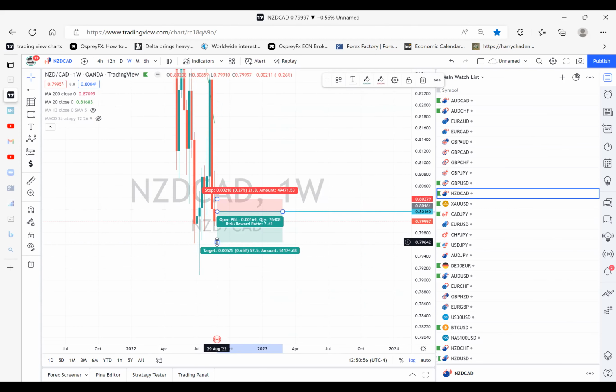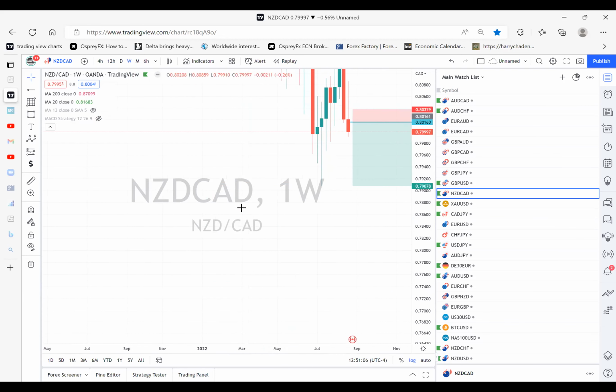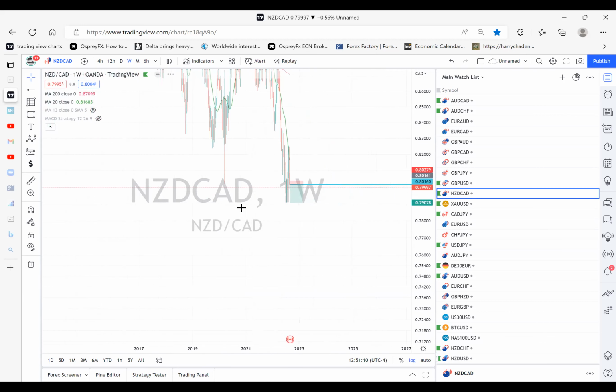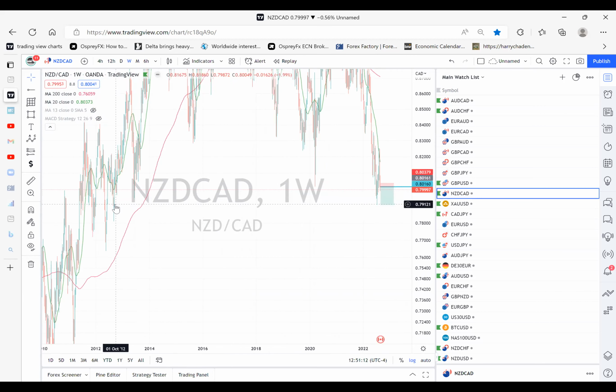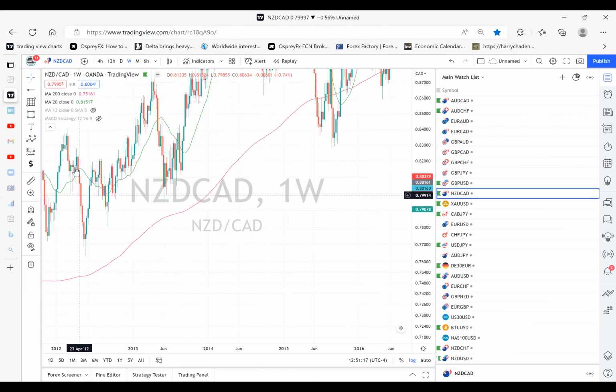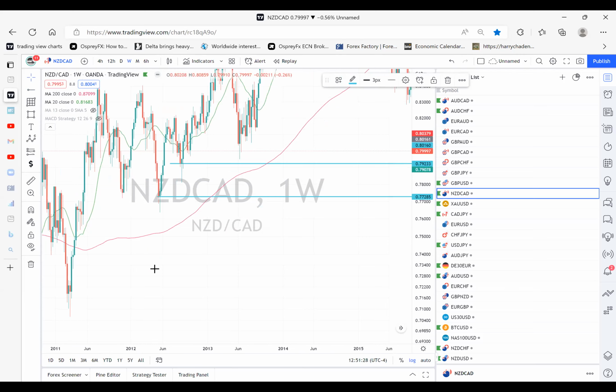Now, obviously, because the order block has already been tapped into. I gotta look to my chart. This pair is a waste of time, man. Why? Just going back and forth.